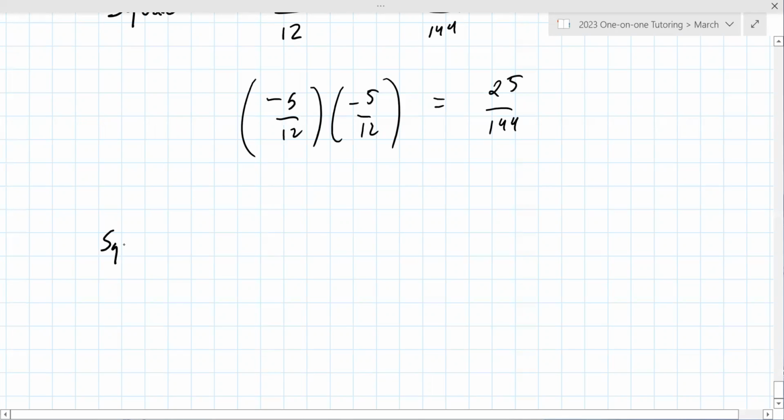Okay. What is the square root of 9x to the 18th power? 9.